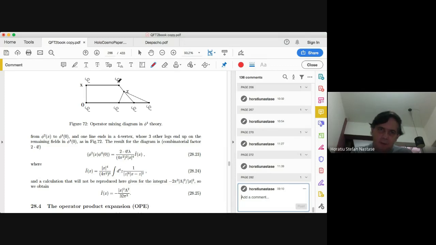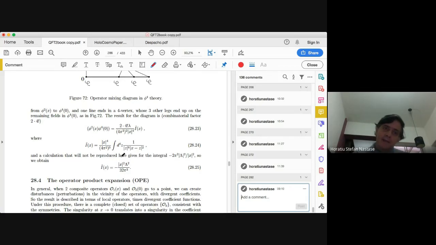But then I have 1 propagator from x to z. So this is 1 over x minus z and 4 pi squared. And then 3 propagators from z to 0. So 1 over z sixth. And integrated over z. And again, I can do a calculation, which I'm not sure if I gave as an exercise, but I can do a calculation and find that this integral written here is minus 2 pi squared, a regulator lambda squared over x squared.